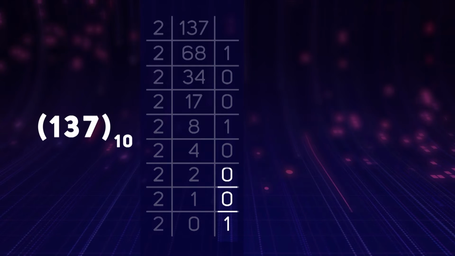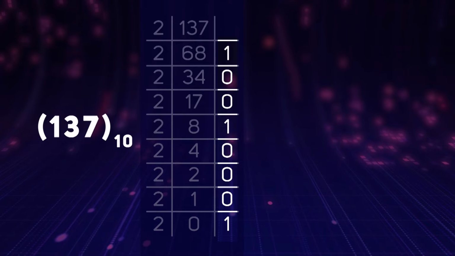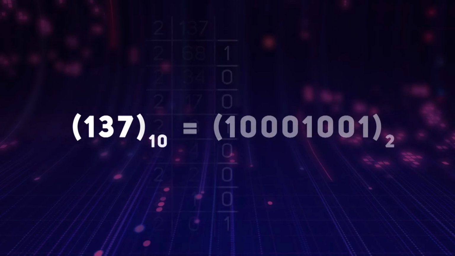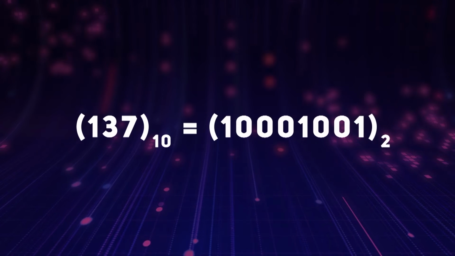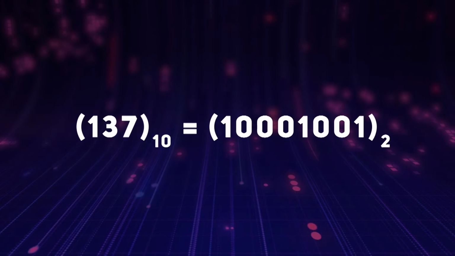Again we start writing the remainders from bottom to top. So, we get the result as 137 to the base 10 is equal to 10001001 to the base 2. This method can be used to convert a number from decimal to any other base.